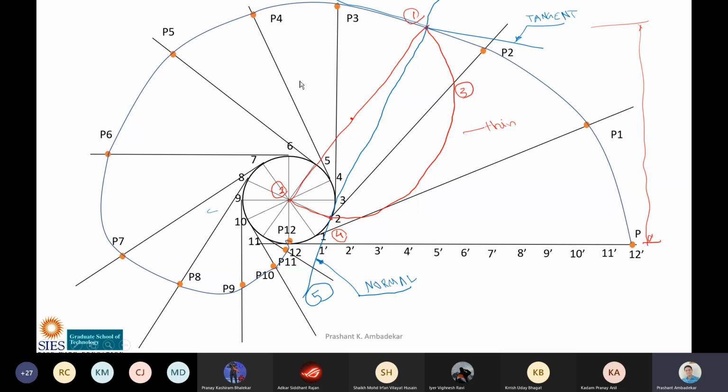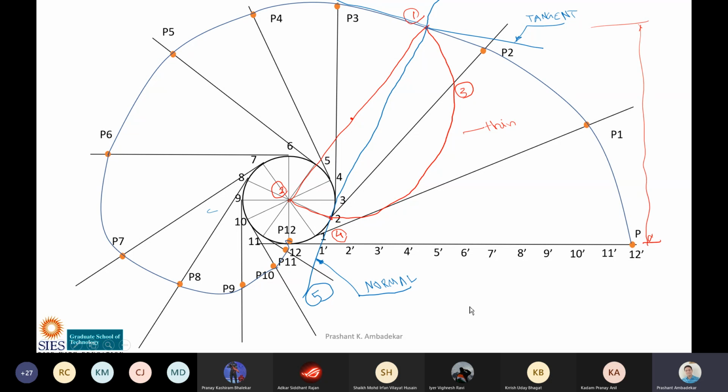So one definition I told you is that it's a curve traced by the end point of a line which rolls on the circle without slipping. And second, it's also the curve obtained by the end point of the thread when you unwind it from the circle. In that case the curve obtained is like this, the same.